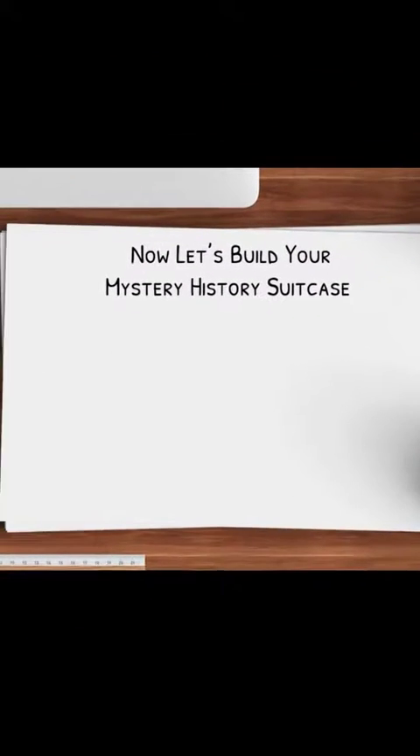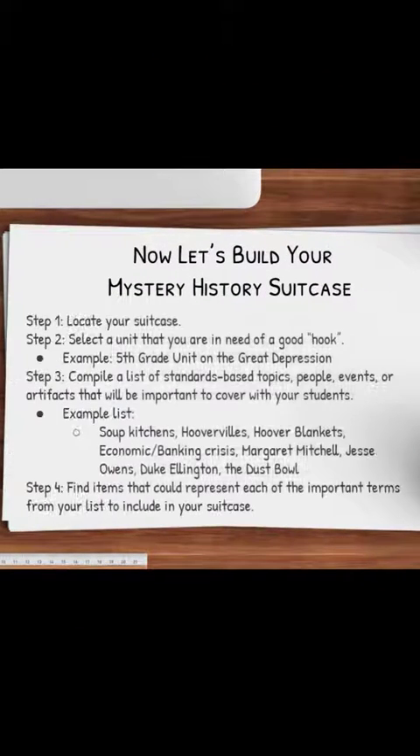Now, let's build your own mystery history suitcase. Step 1, locate your suitcase. Go to Facebook Marketplace, go to Goodwill, go to your closet, go to your basement, find yourself an old bag, an old suitcase, a trunk, something that you can conceal relics or artifacts in.